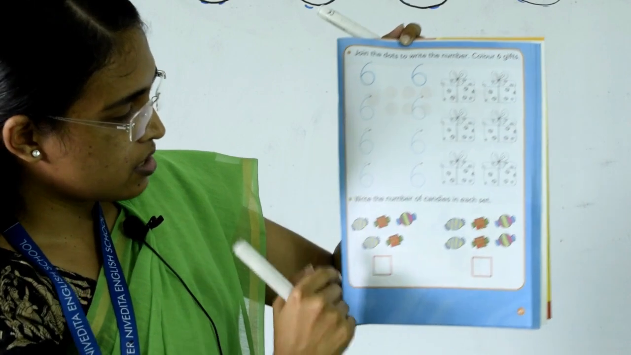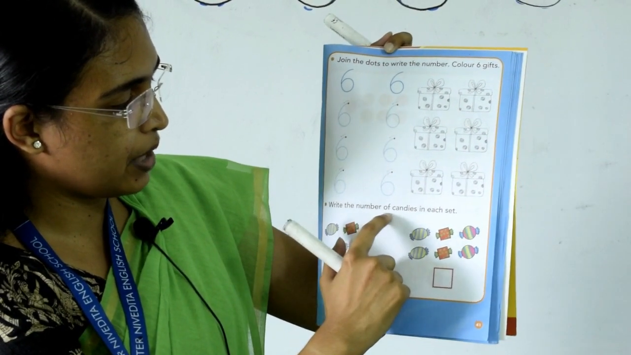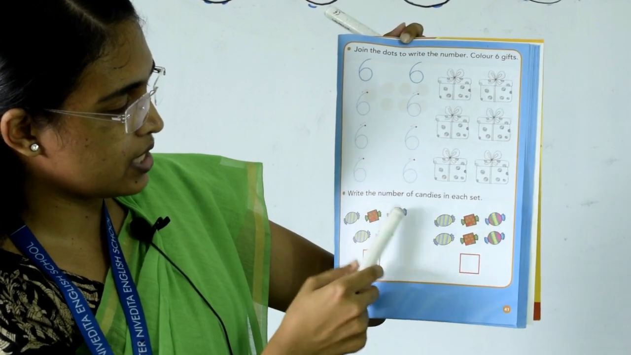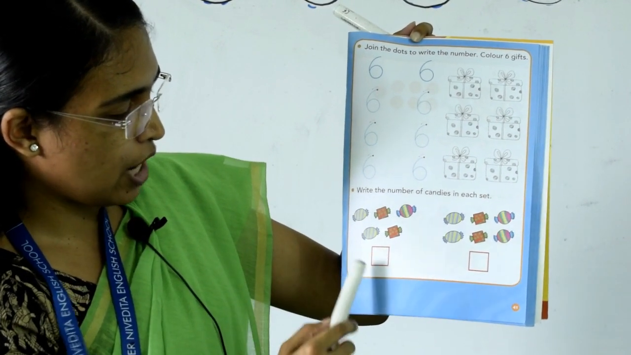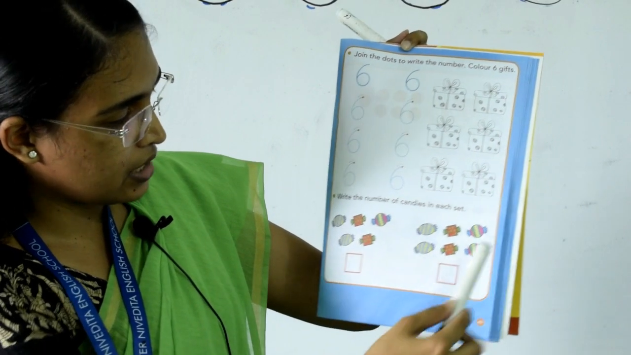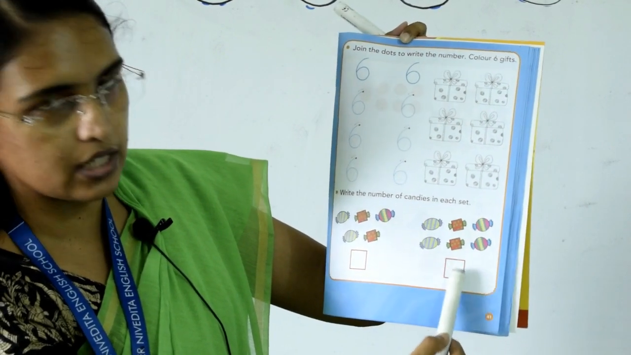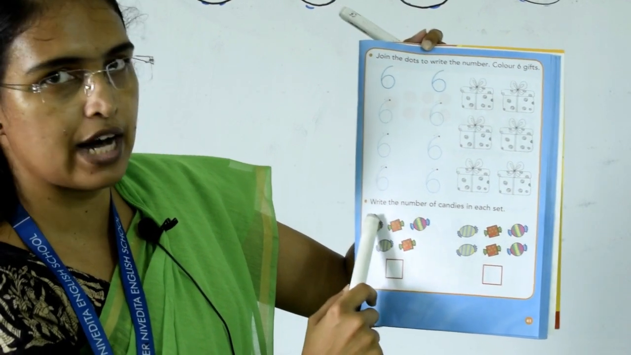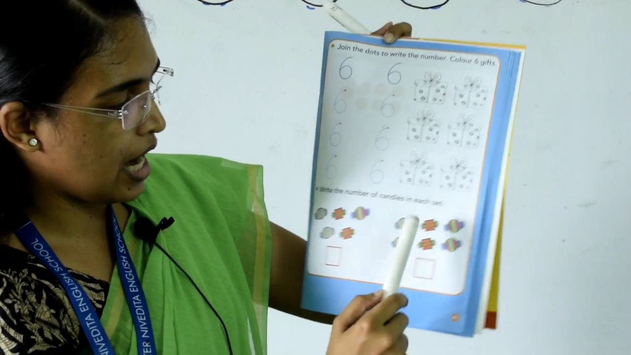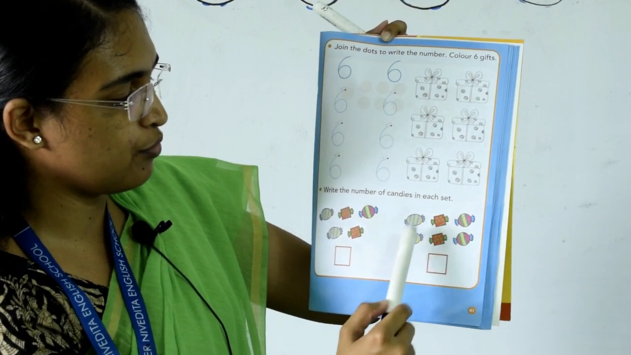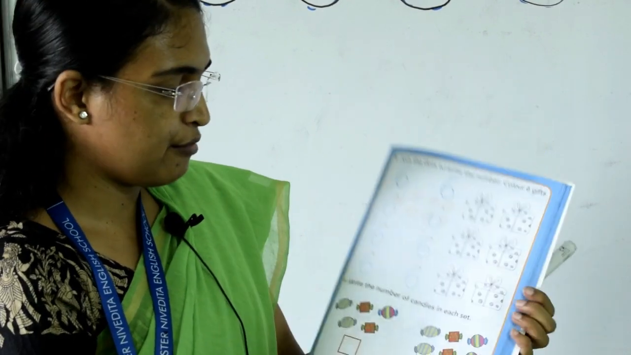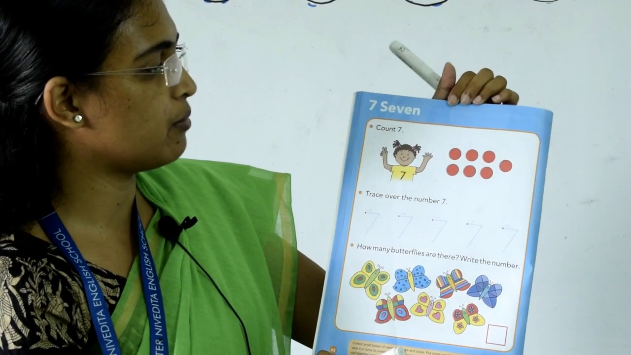Then after this, what is the next question? Write the number of candies in each set. So you have to count the candies on this side, then write the number here, and then count these candies and write the number here like this: 1 2 3 4 5. So here we have 5 candies, so we write 5 here. And here how many candies? 1 2 3 4 5 6 candies, so we write 6 here. Okay, after doing this, turn the page and come to the next page, page number 42.